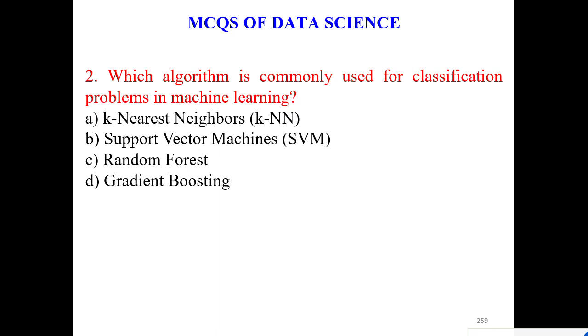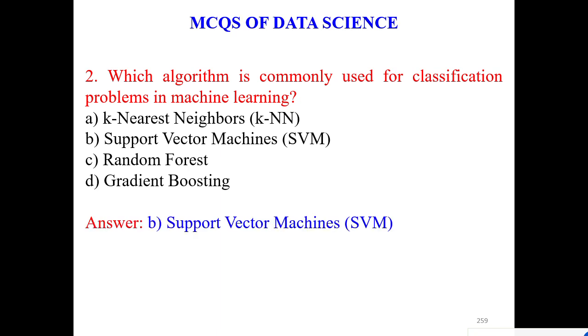Commonly and very powerful technique, commonly used. So yeah, K nearest neighbor. K nearest neighbor does not come completely under classification. Random forest is an advanced algorithm of decision tree. Gradient boosting is in deep learning, and the remaining is support vector machine. Support vector machine is commonly used and a very good algorithm.